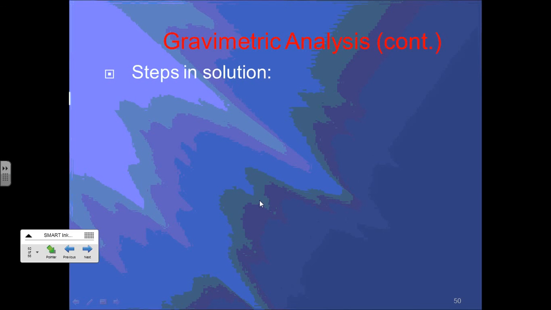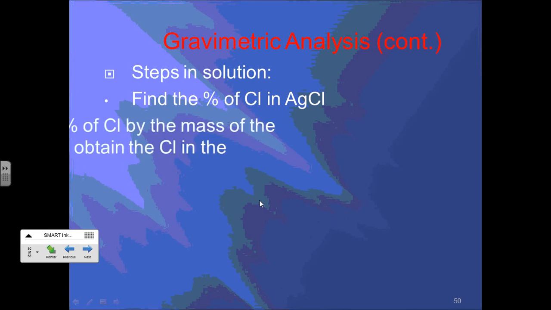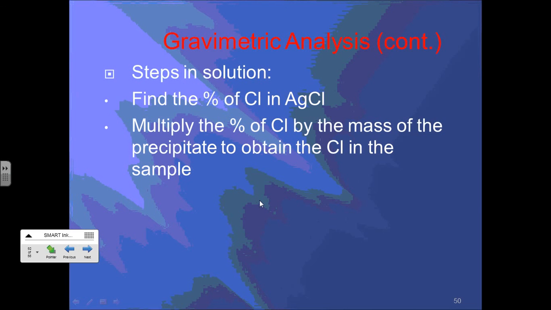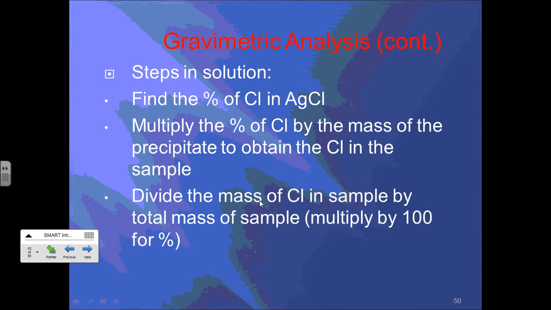Steps to the solution. First, you're going to find the percentage of chloride in silver chloride. Next, you're going to multiply the percentage of chloride by the mass of the precipitate to obtain the chloride in the sample. Then you will divide the mass of chloride in the sample by the total mass of the sample and multiply by 100 for a percent.